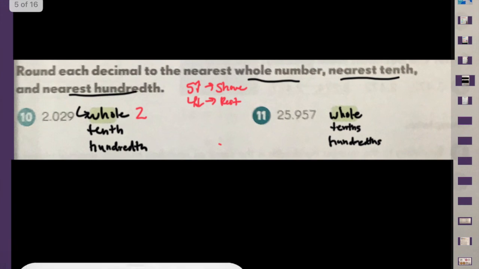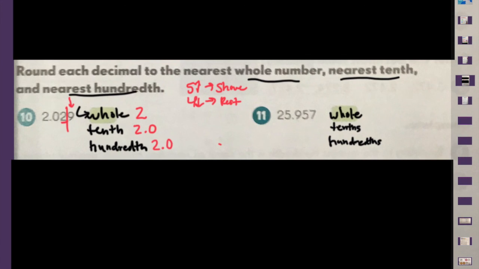Now let's round it to the nearest tenth. So underlining the tenths place, drawing our back door, we have 2 knocking on the back door, and 2 is 4 or less, so we're going to let it rest. So rounded to the nearest tenth would be 2.0. And rounding to the nearest hundredth, we would underline the hundredths place, draw our back door. 9 is knocking on the back door, and because 9 is 5 or above, we're going to give that 2 a shove. So that 2 would become a 3. We would round to 3 hundredths. So it's 2 and 3 hundredths, or 2.03.